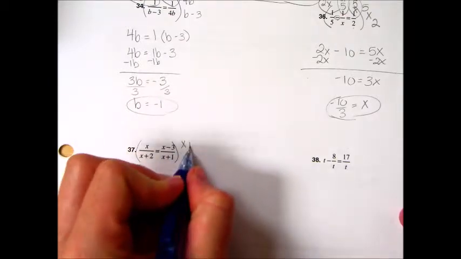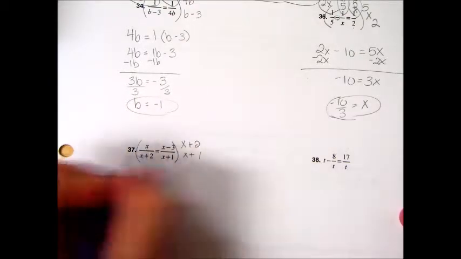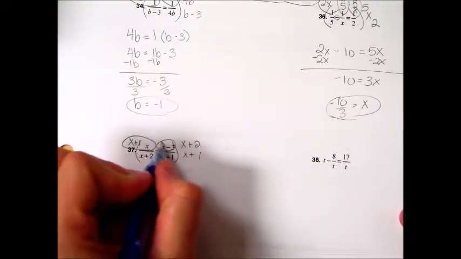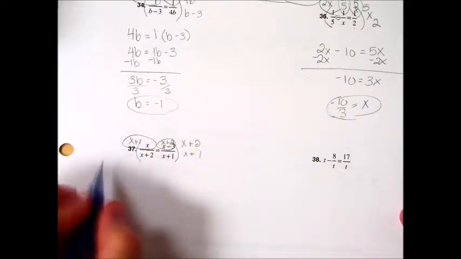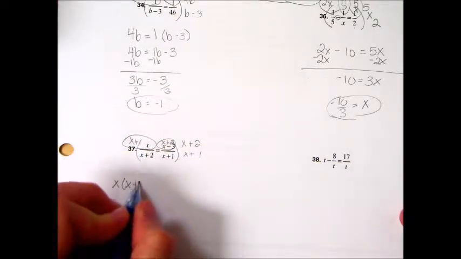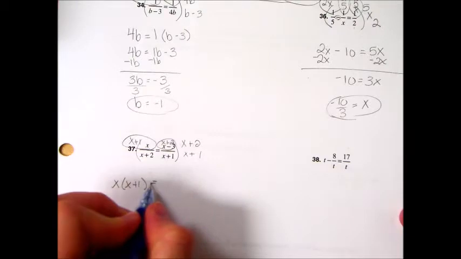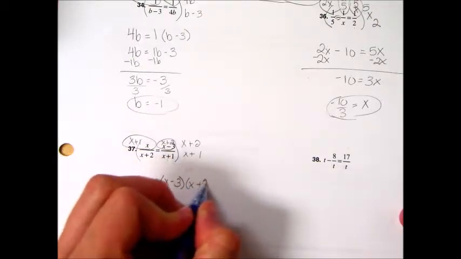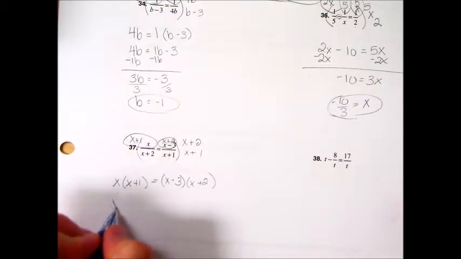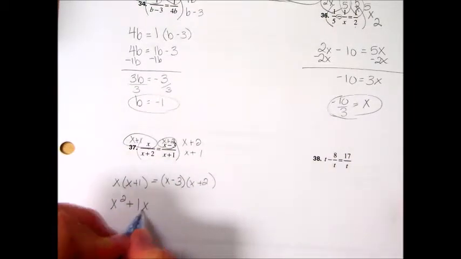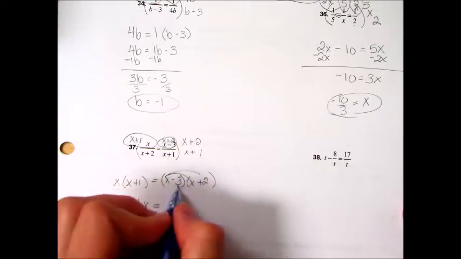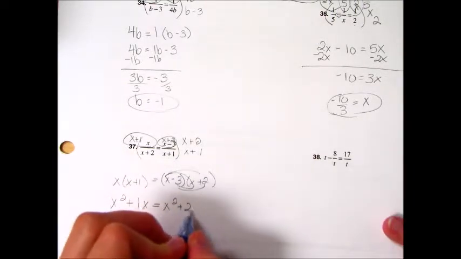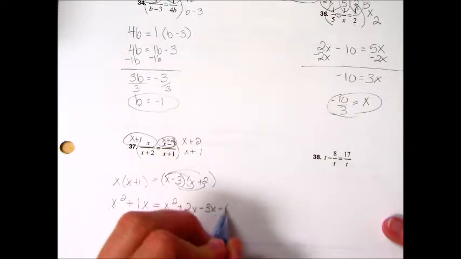Common denominator is x plus 2 and x plus 1. This needs an x plus 1 from the bottom. This needs an x plus 2. I have x parenthesis x plus 1 on the left in that circle equals parenthesis x minus 3 and parenthesis x plus 2 in that circle. This side gives you x squared plus 1x. This side, you're going to have to, as you would say, rainbow it. Gives you x squared plus 2x minus 3x minus 6.